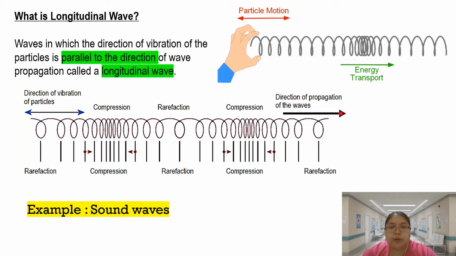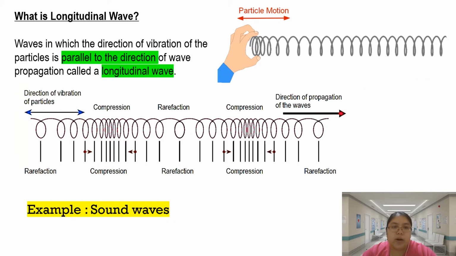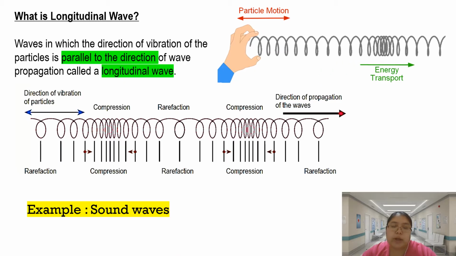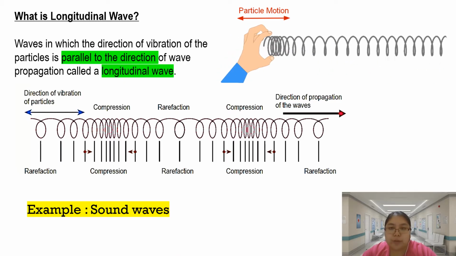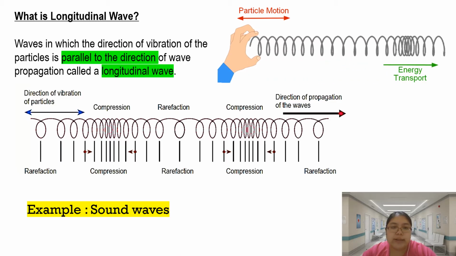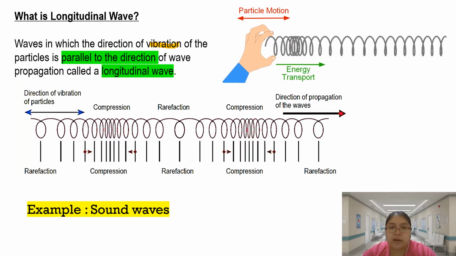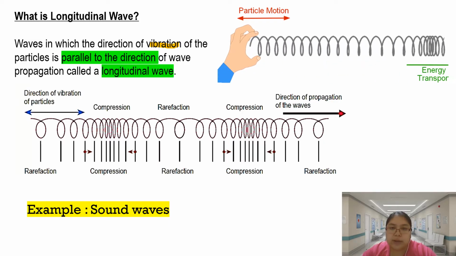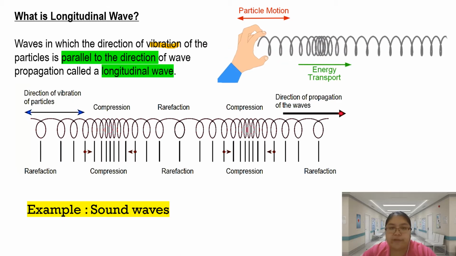Okay, now we go to the second one, the longitudinal wave. For the longitudinal wave, we also talk about two things: one is the particle, and the other is the wave, how it travels. From here they say the direction of vibration of the particle is parallel. Can you see the hand is moving the spring in parallel, left and right, left and right.